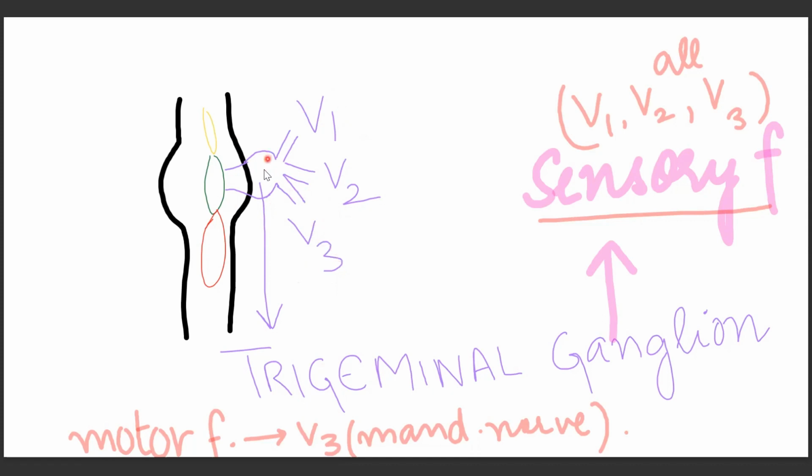Okay. Basically, when the sensory fibers exit from the third branch, that is the only time when motor fibers intervene with those sensory fibers and come out of the foramen ovale.